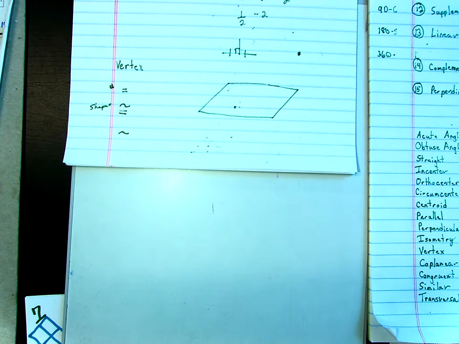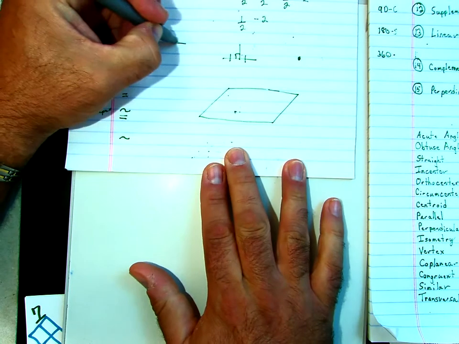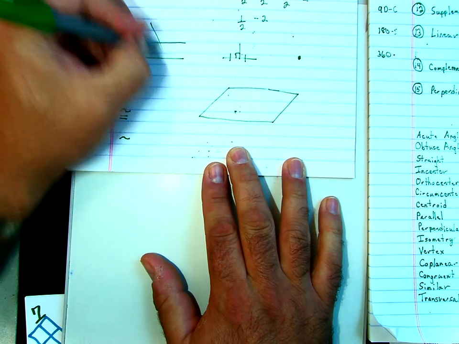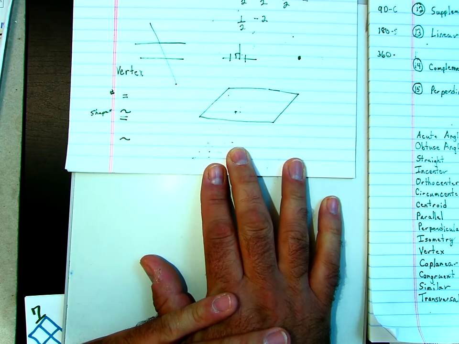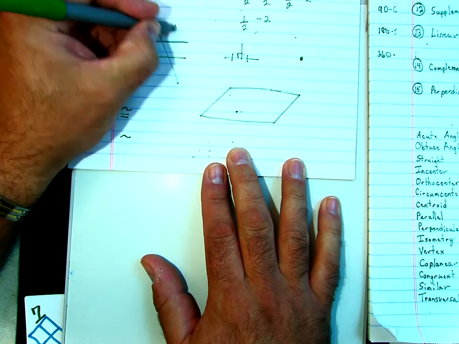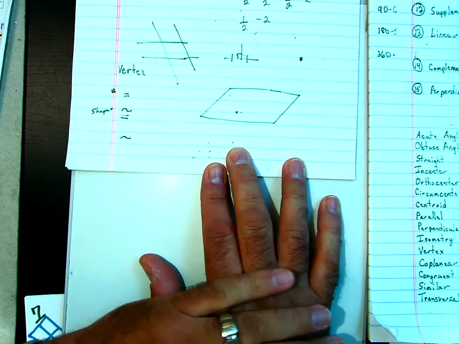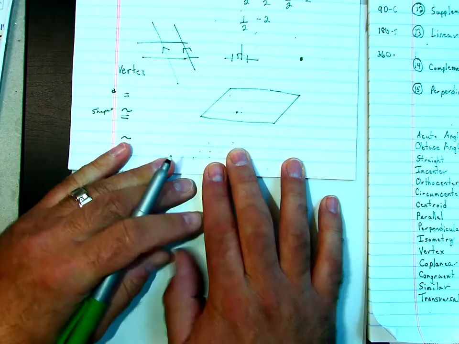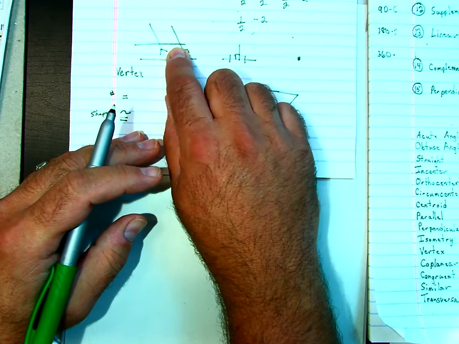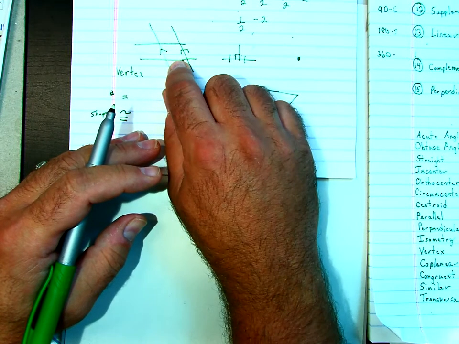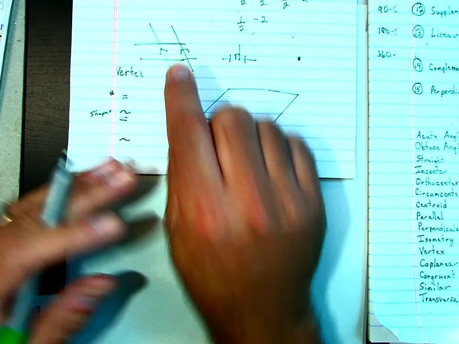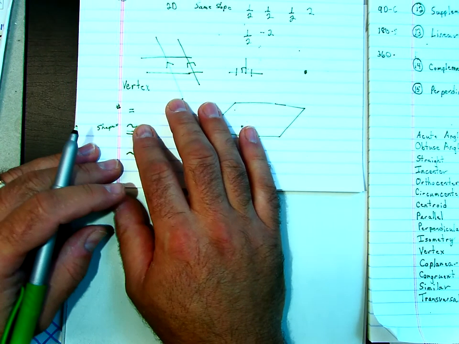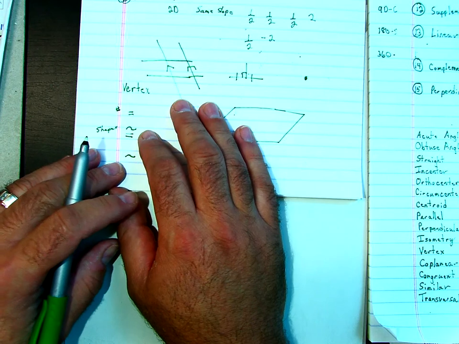And transversal. That's the last one. The transversal is the line that goes through the parallel lines. So if I have a set of parallel lines, this would be called a transversal. This would be called a transversal. But if I do this, which tells me these two are parallel, now this is the transversal and this is a transversal. So you can have more than one transversal, and parallel lines can also be transversals. It just depends on which pair of lines you're talking about.